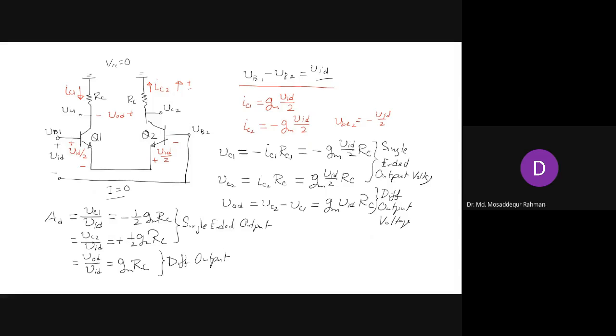So the differential output voltage is twice the single-ended output voltage, and the gain for differential output is also twice the gain for the single-ended output. For single-ended output voltage, VC1 is negative and VC2 is positive, right? So for gain also, for VC2 the gain is positive, for VC1 the gain is negative.